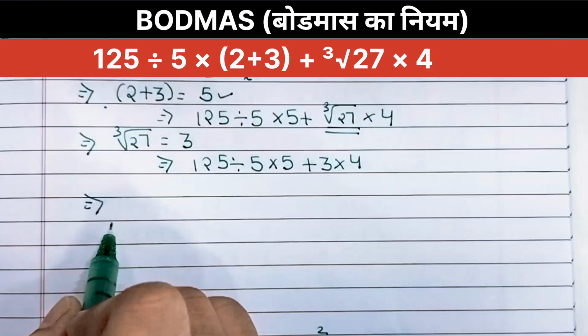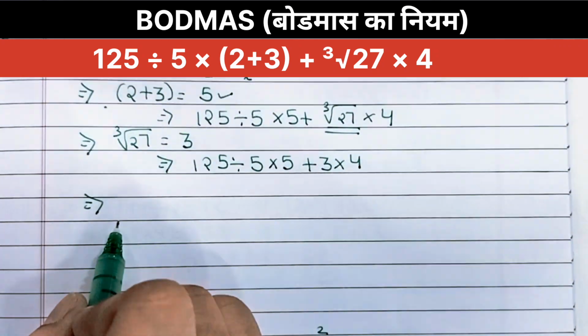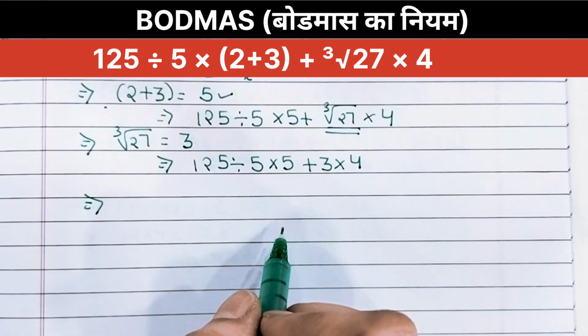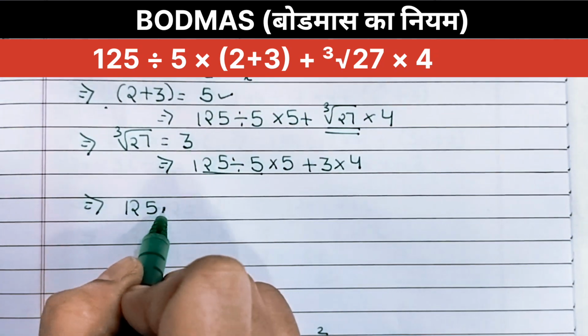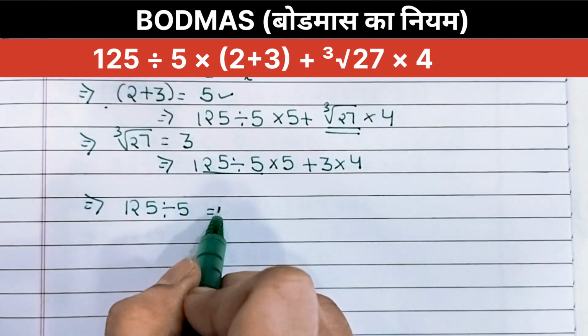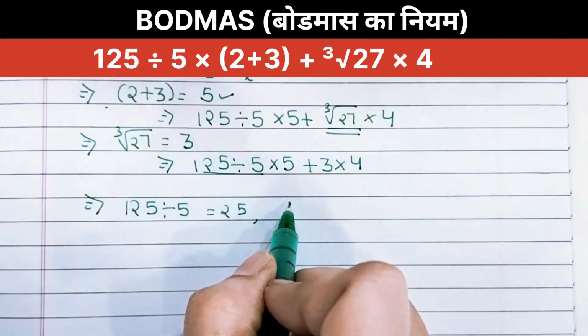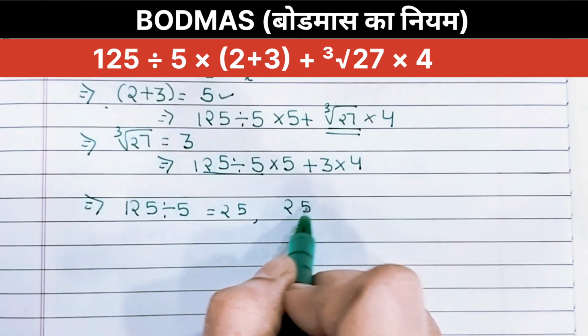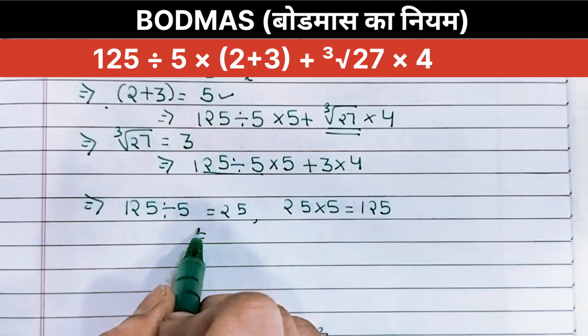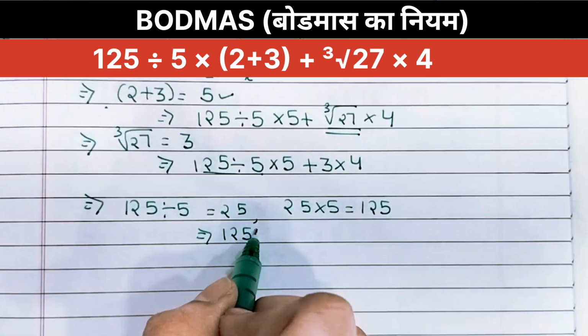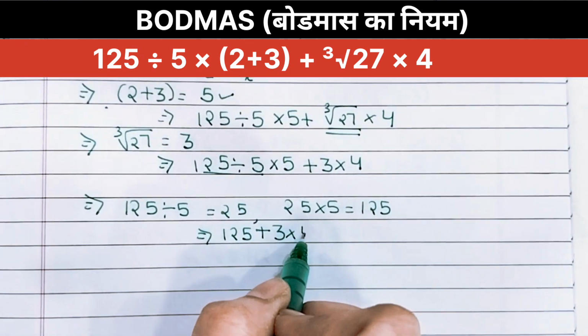And now move to the next step, division and multiplication. Work from left to right for division and multiplication. Now first we divide the values. 125 divided by 5 gives you 25. And multiplication: 25 multiplied by 5 gives you 125. So now the current expression becomes 125 plus 3 multiplied by 4.